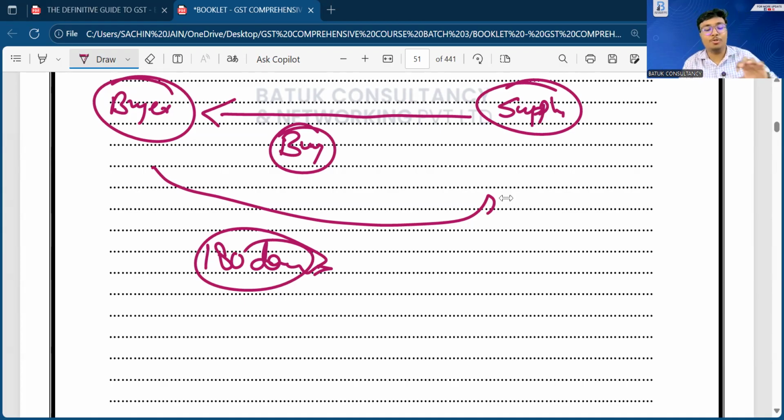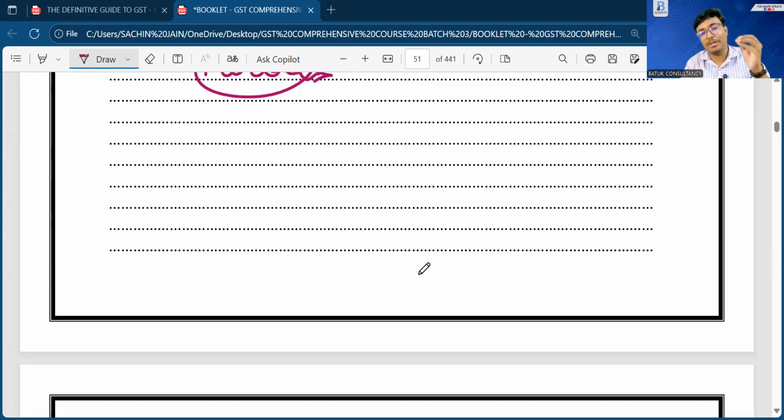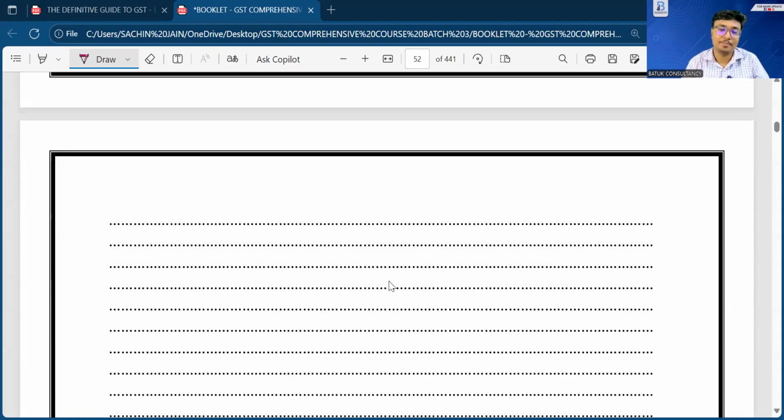Books related, those who have placed the order late, they will get the books very soon. Actually, monsoon is going on, so we'll receive the books very soon. Just wait for some more days, 1 to 2 to 3 days more.